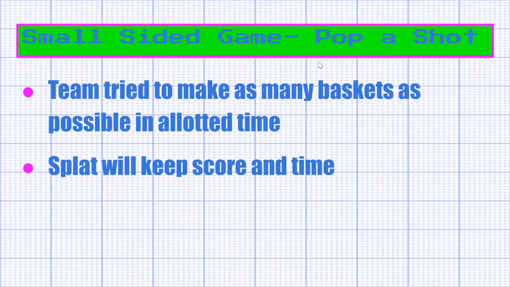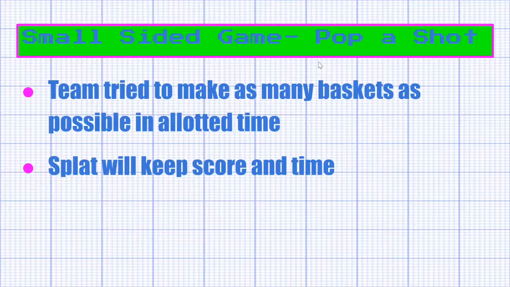So you're going to have a team. You can decide how big your teams want to be. Everybody's got a basket. Everybody has their own ball. You start it, and they start shooting baskets. If they make it, they run to the splat, they hit it. It's going to make a noise. It's going to light up. It's going to give their team a point.